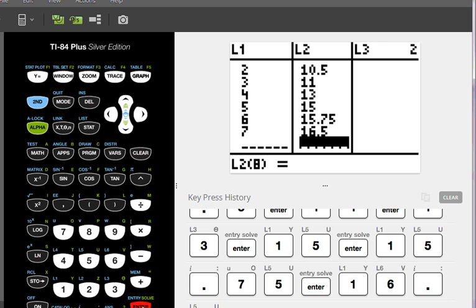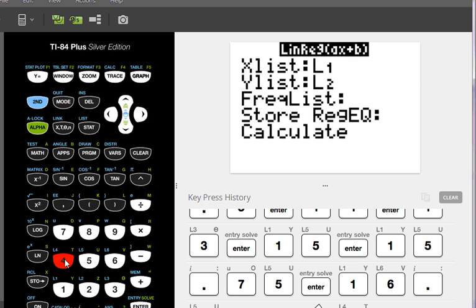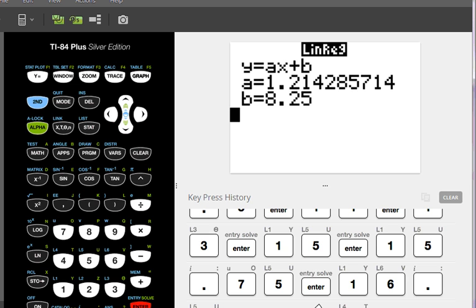Now that I have that, how do I get an equation? If you said stat calc 4, good. And then you just go ahead and hit enter until you calculate. Okay? So ladies and gentlemen, our equation for best fit is, and we're going to round to the nearest hundredth, okay? We're going to round to the nearest hundredth.